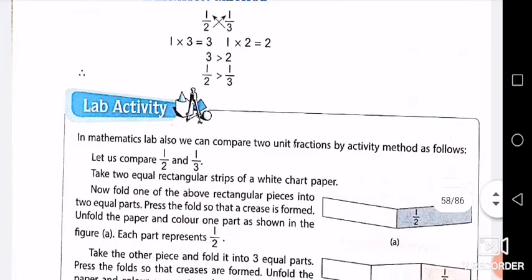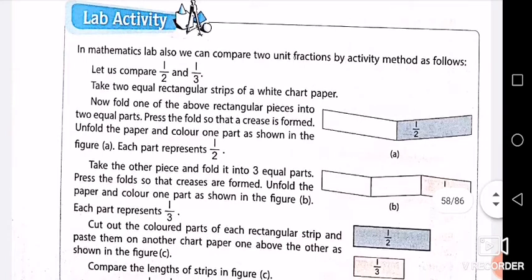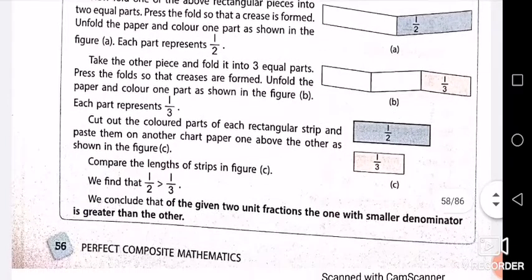Now this lab activity we have seen yesterday, and I have told you to do it in your copy also. What exactly you have to do? Now you have seen the fraction wall also. So I hope that activity will be understood by you all, that two rectangular strips you have to take, and from one strip you have to make 1 by 2, and from another strip you have to make 1 by 3. After that color it with different colors, and then cut out that 1 by 2 and 1 by 3 portion, and then you will compare that 1 by 2 and 1 by 3 portion of it.